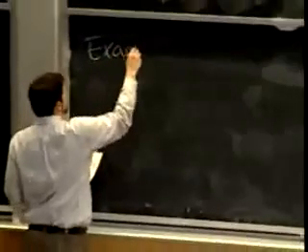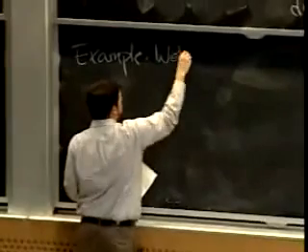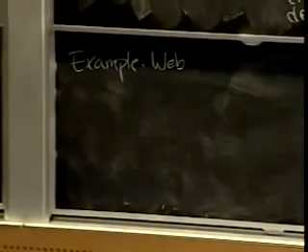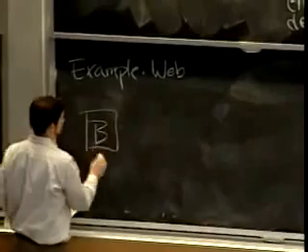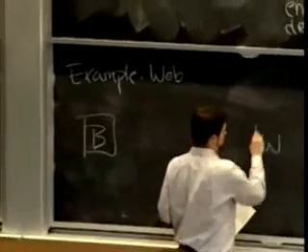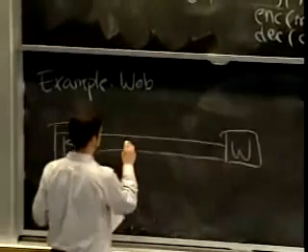But what I want to do is talk about how we fit all three of these things, authentication, authorization, and confidentiality, together into one system. We're going to use an example, which is the web. Let's suppose that we've got some browser B communicating with some web server W over a secure communication channel.